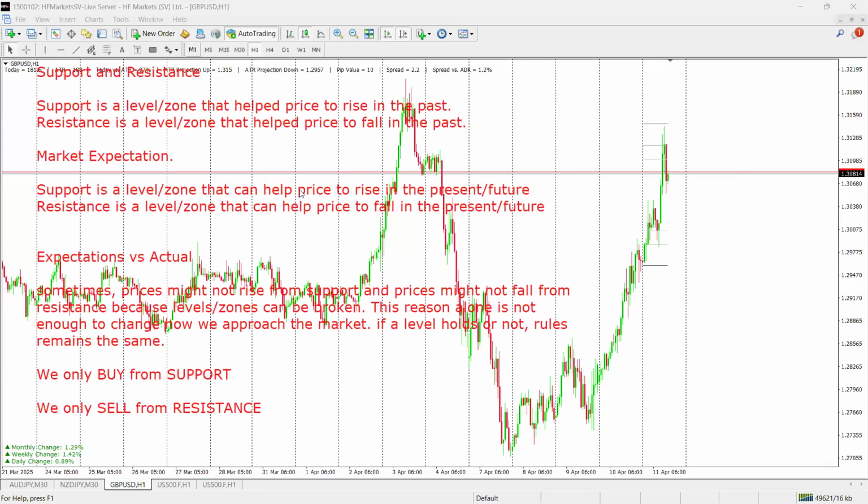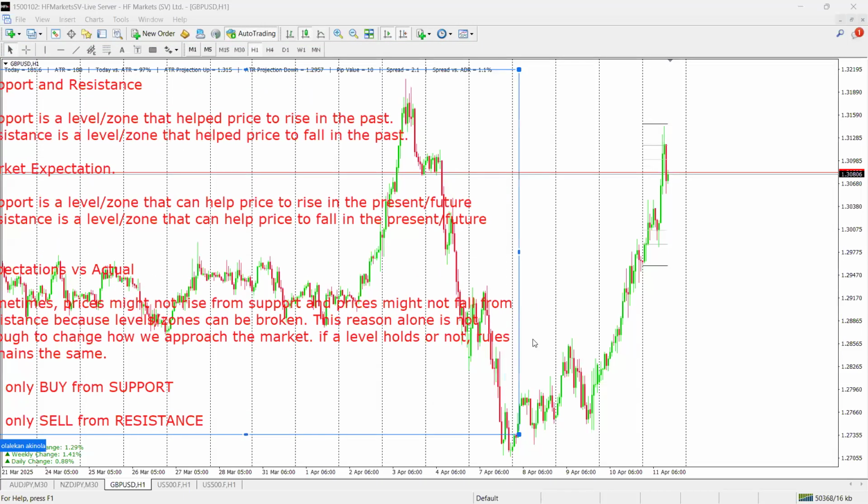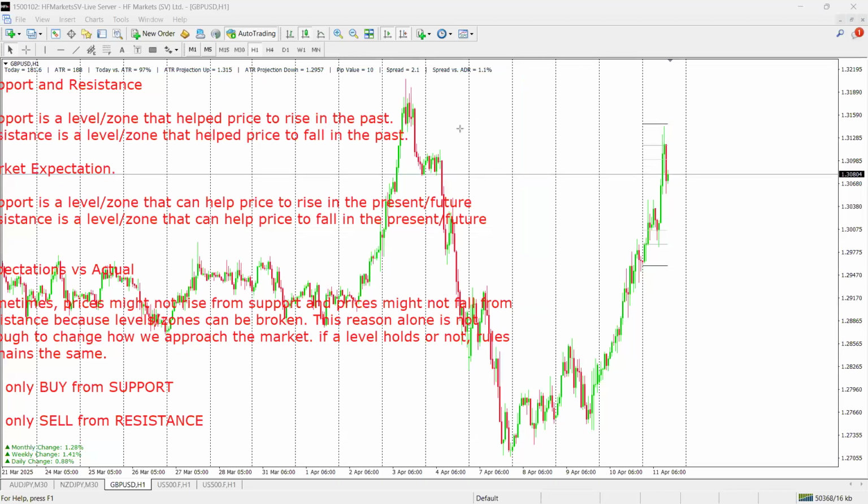Now, all of these things that we've written, we can put into visuals, not into writing. The first part, we talked about support being a level that has helped prices to rise in the past, right? This is what we're saying.